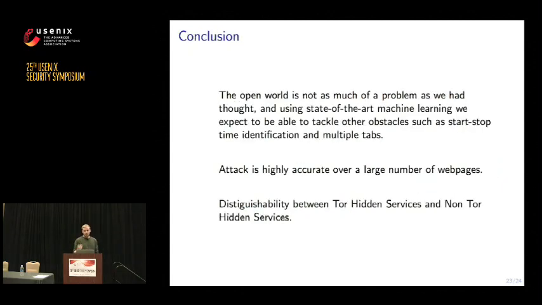Okay. But in conclusion, there was an assumption that the open world presented a really big problem, in that the actual total number of false alarms would overwhelm the attacker as you increase the number of unmonitored sites. And when we were testing against 20 or 30,000 unmonitored sites, that wasn't the case. We were getting accuracies in the 90th percentile. And even when we increased it to 100,000, even in the hidden service data set, we were still getting very accurate results.